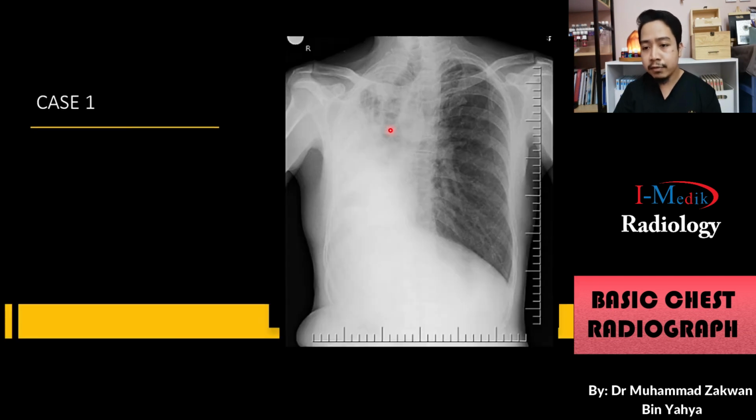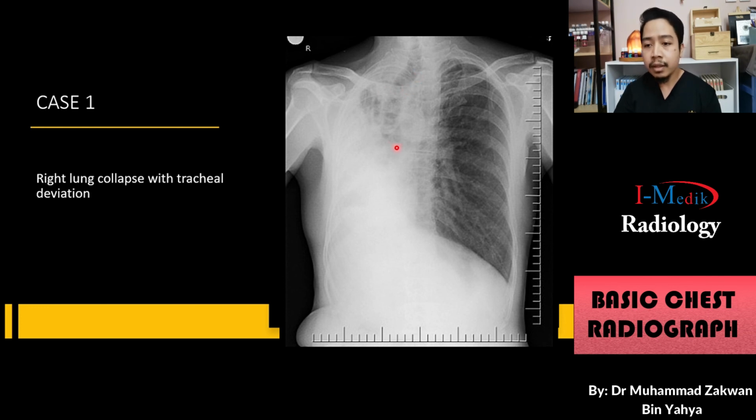We can see here, this is a frontal chest radiograph. There is a right lung collapse with a tracheal deviation to the right side. The trachea is being pulled to the right side, to the same side of the lung pathology.